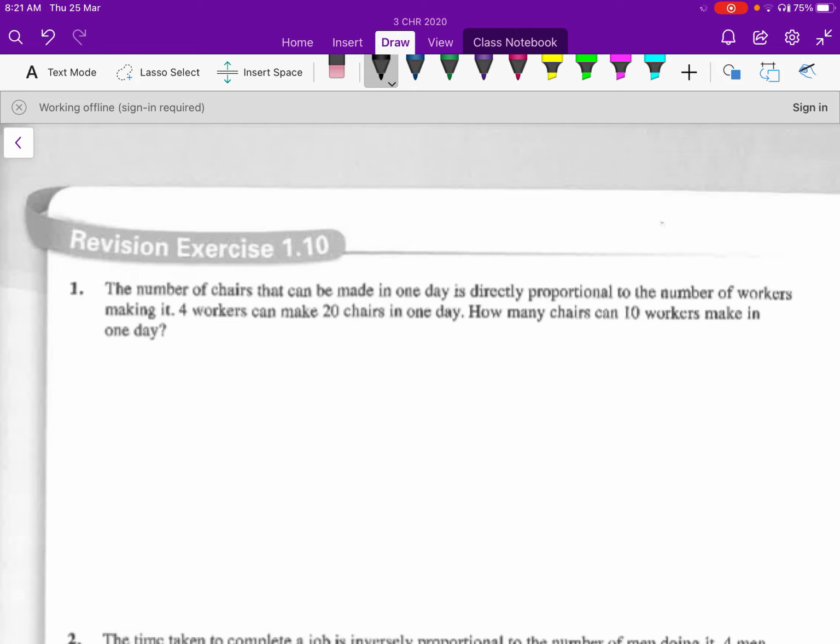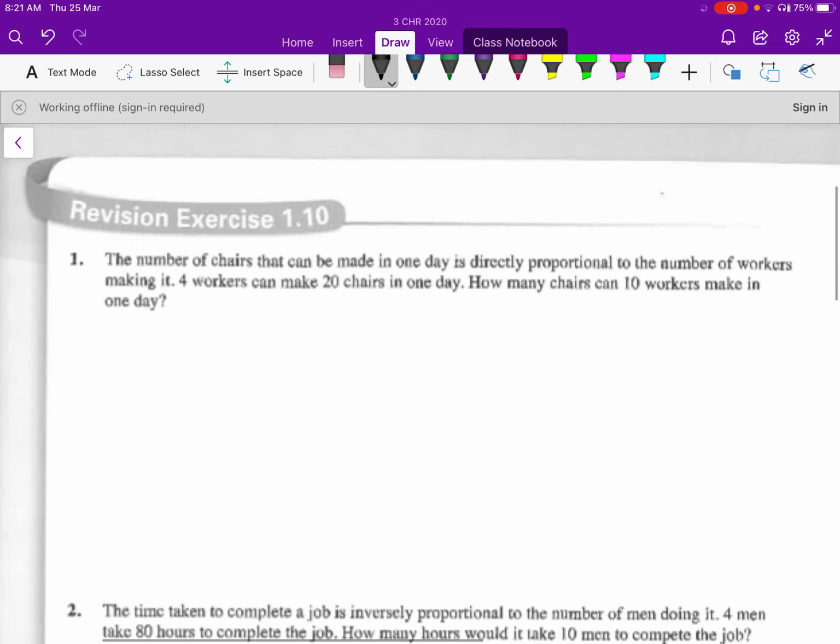Okay. Number of chairs made in one day is directly proportional to the number of workers making it. So this sentence means that the more workers, the more chairs are made. Logical, right? More workers, more chairs made. Okay. 4 workers can make 20 chairs in one day. How many chairs can 10 workers make?